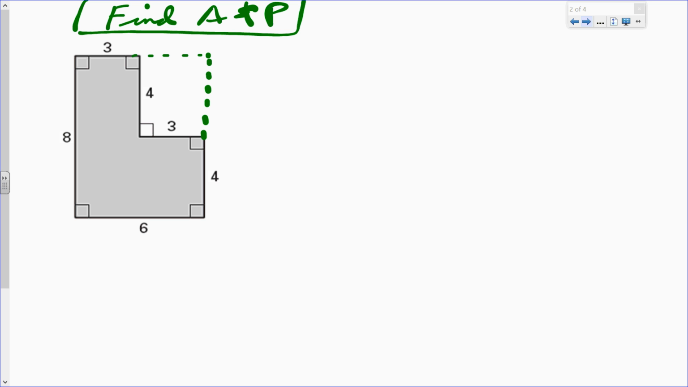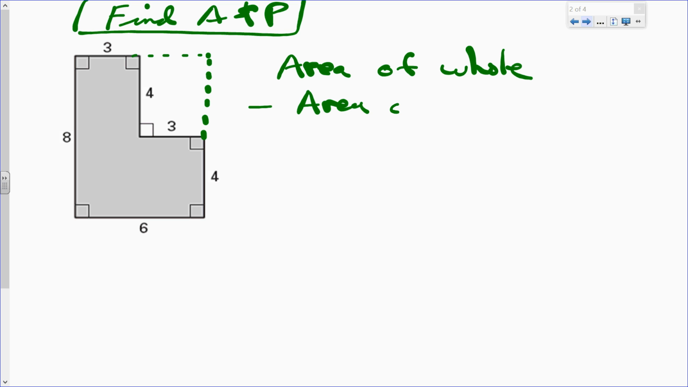What I'm going to do is find the area of the whole thing. Area of whole minus area of empty. Look at this empty rectangle here. I'll find the area of everything, gray and white, and then subtract the area of the empty, and it'll give me what's left over, which is the area of the gray. Notice that game plan. That's the first game plan. I'm going to put option 1.